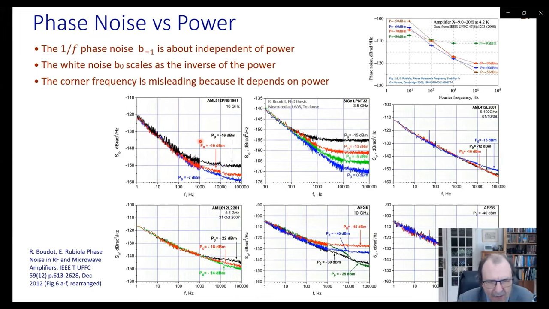Of course, we have observed the same thing in a number of amplifiers. This was measured by Rodolphe Boudot at LAS Toulouse. These are different amplifiers. They follow decently well the model I have shown. And this is the reference publication showing what happens in amplifiers and similar components.